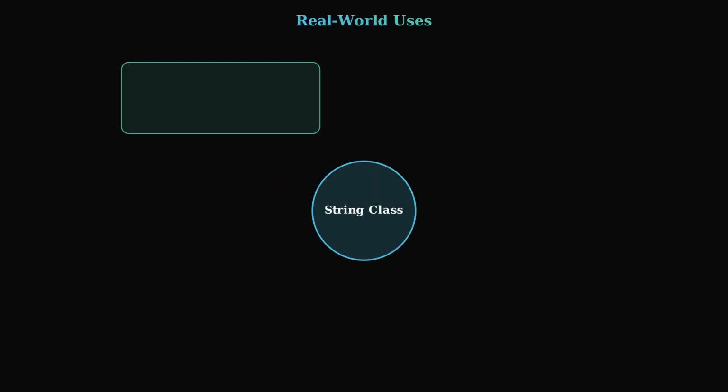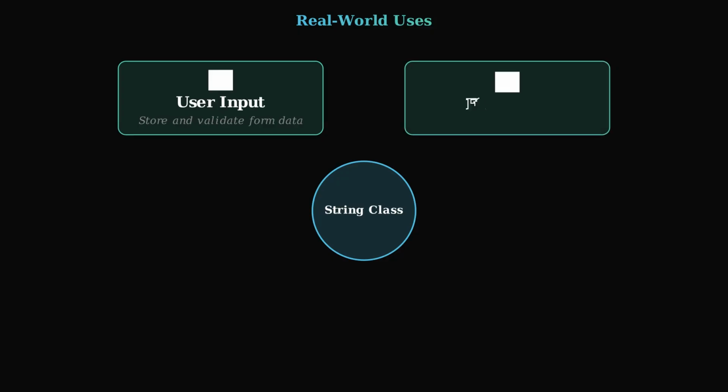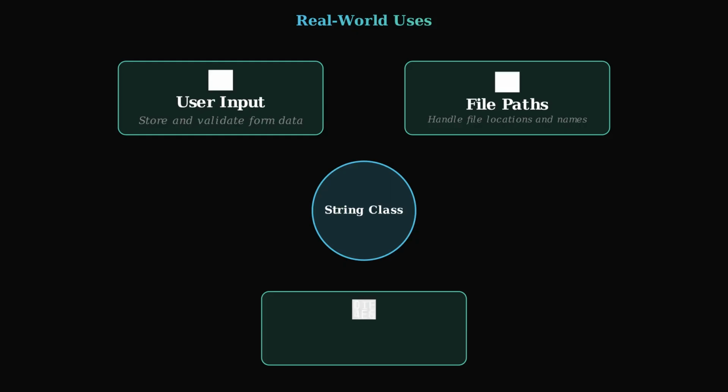How is String class used in the real world? User input. Store and validate form data. File paths. Handle file locations and names. Data formatting. Prepare output for display. String class powers all these applications. Let's see the problem it solves.